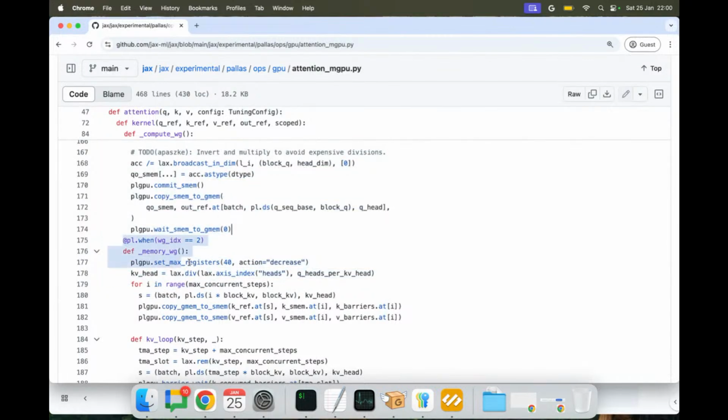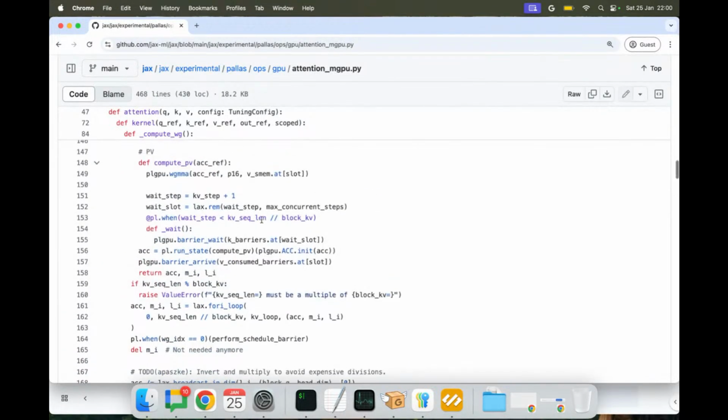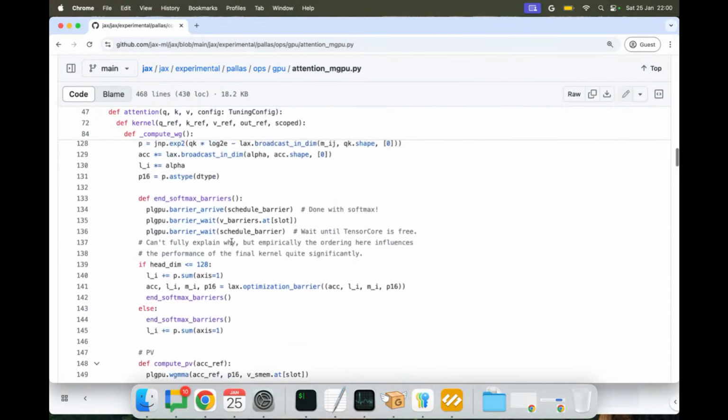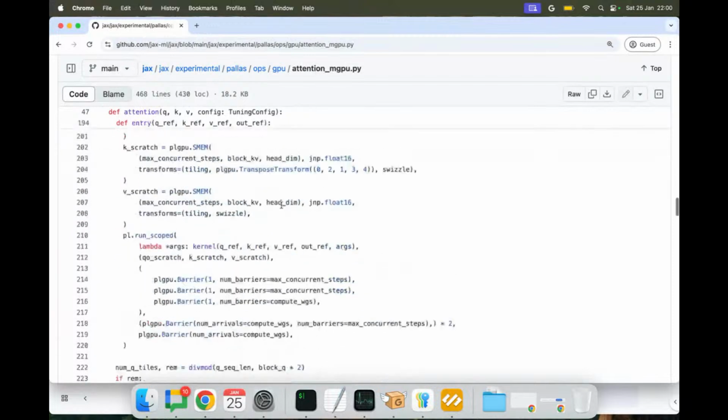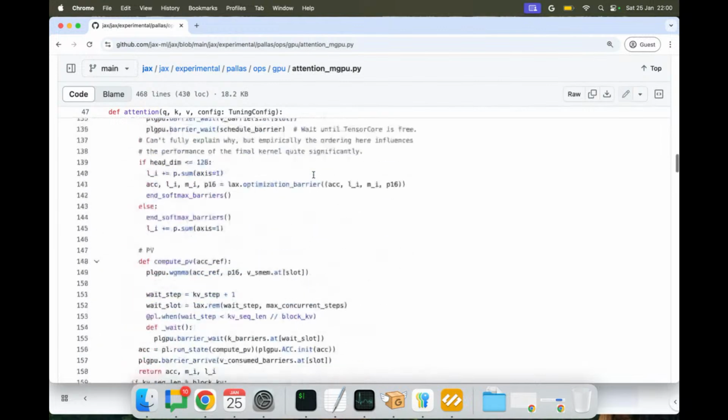And then the last one will only be doing copy gmem to smem. That's all it does. And then they synchronize through barriers. You have PL/GPU barrier wait, you have PL/GPU barrier arrive. We also allocated those PL/GPU barriers, which is how they can talk to each other. But this is annoying and error prone.